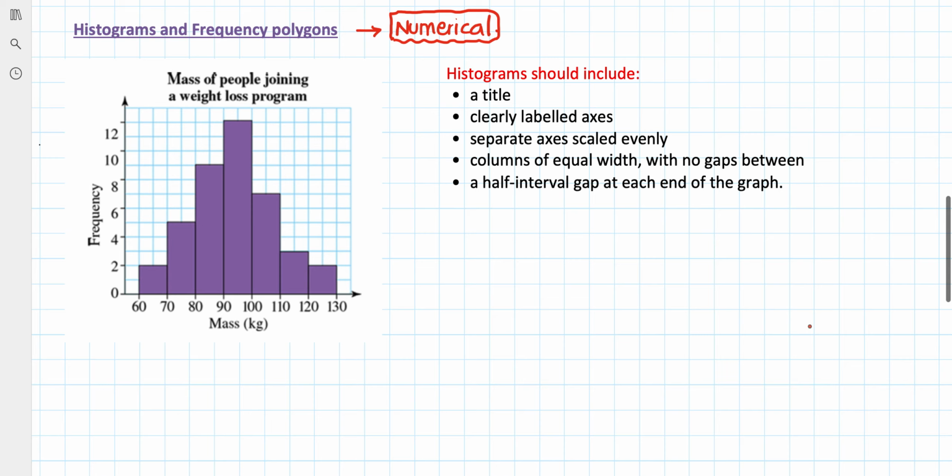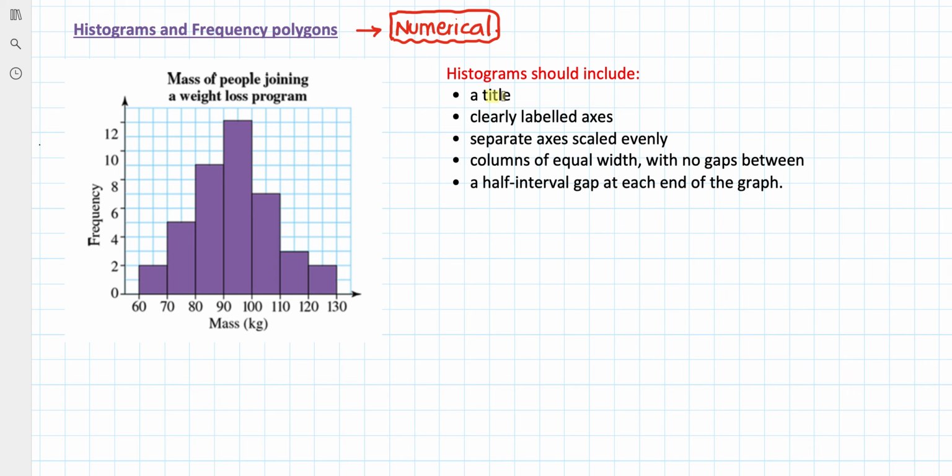Histograms are for numerical data. It can be for discrete data, it can be for continuous data, it doesn't matter, but it has to be numerical, okay? And the columns need to be equal width and no gaps. So let's look at the important features of the histogram. First, title.